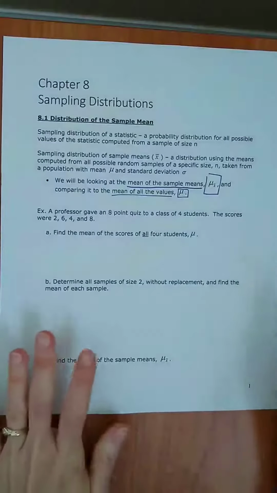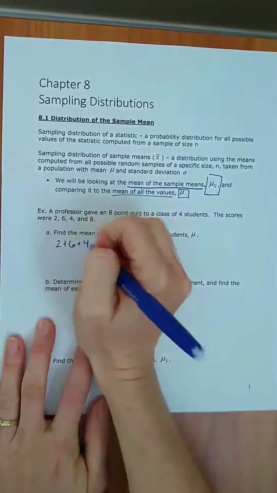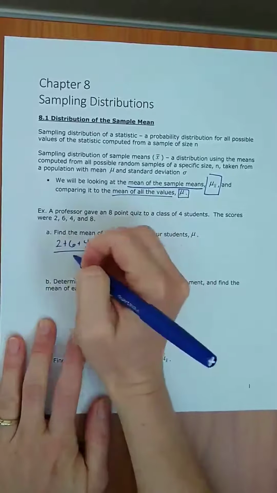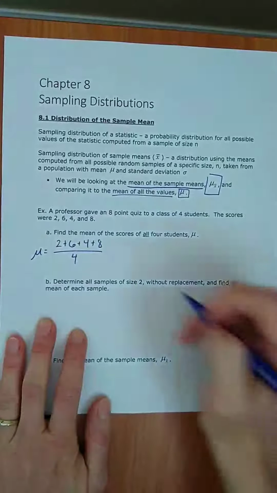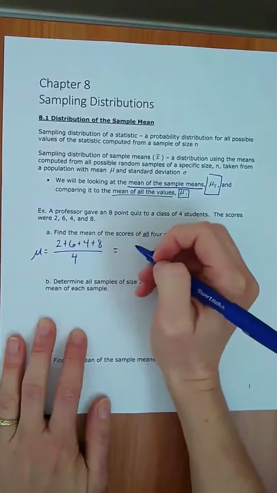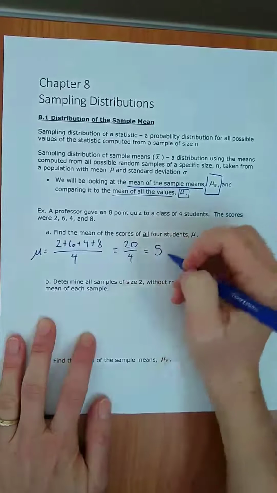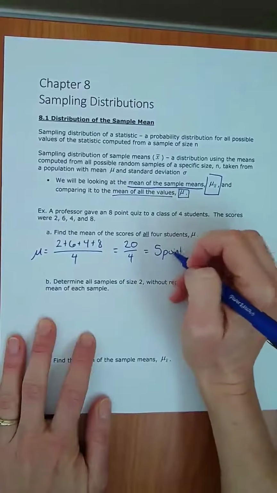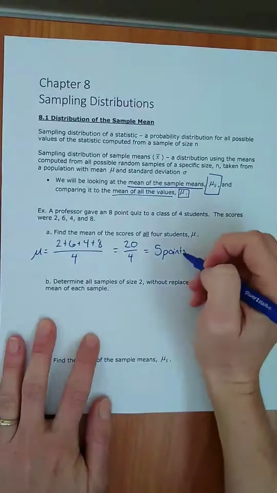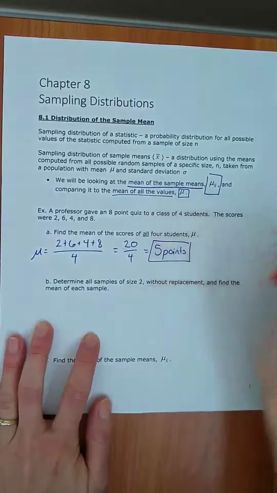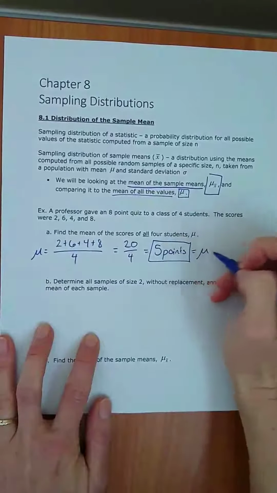So that's the regular average that we're used to. We add them all up and divide by 4. So we got 2 plus 6 plus 4 plus 8 divided by 4. This is going to be our regular mu that we're used to working with. So what's that? 20 over 4. So 5. So the mean, the average grade on this little quiz was 5 points out of 8. If you wanted to figure out their percentage, you could do that, right? But this is the mean.